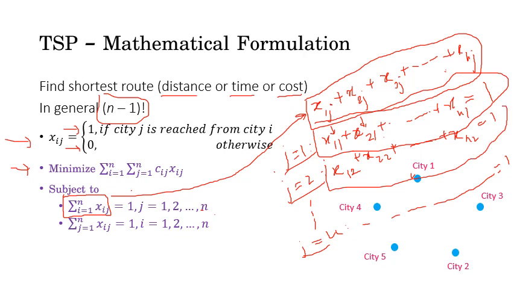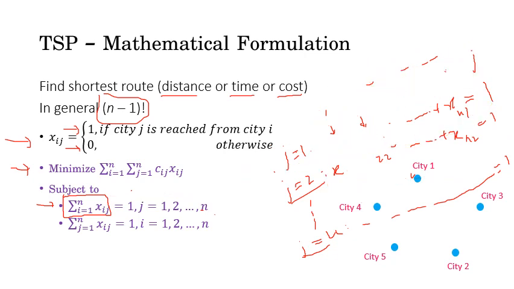Similarly, let's talk about the second equation, and let's say that in this one x12 is 1 and every other term here is 0, which means that city 2 is approached from city 1 only. That means city 2 is not approached from any other city except city 1. Okay, so this is the meaning of this constraint, that any city can be approached from only one other city. So this is the meaning of the first constraint. Similarly, let's look at the second constraint. Let's clean it up.